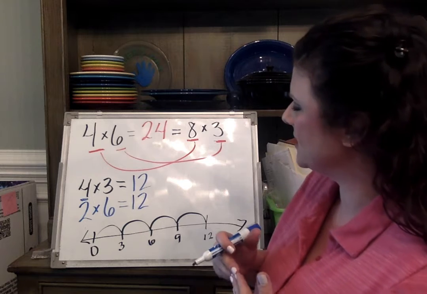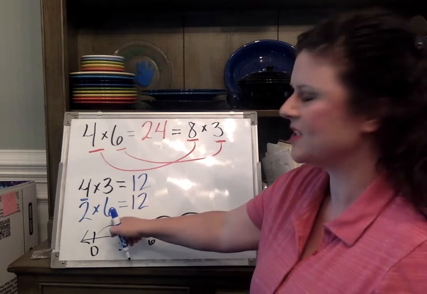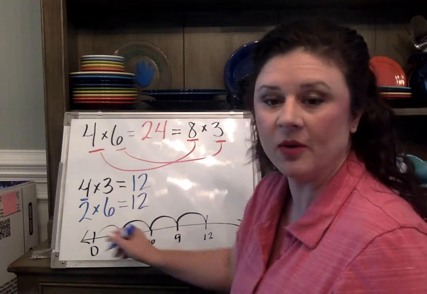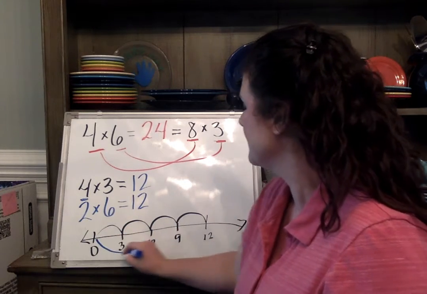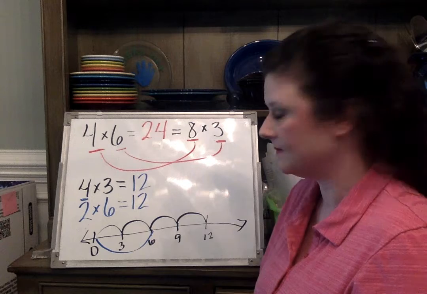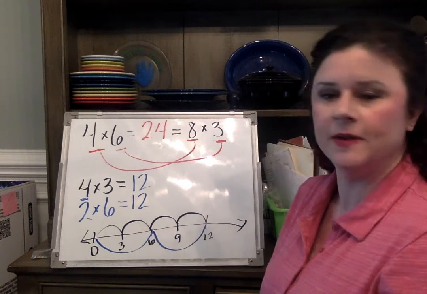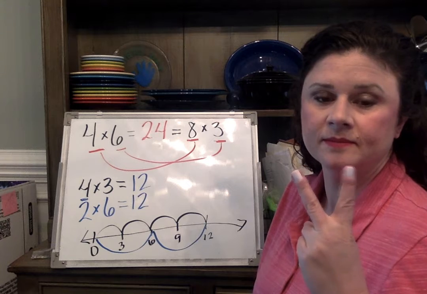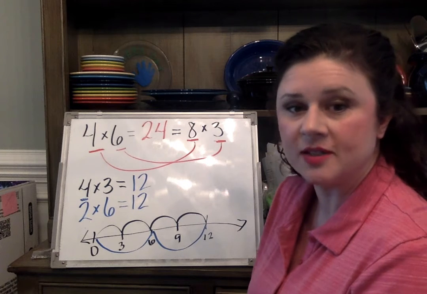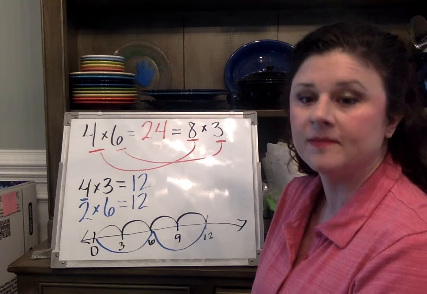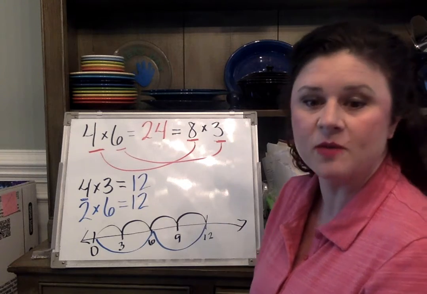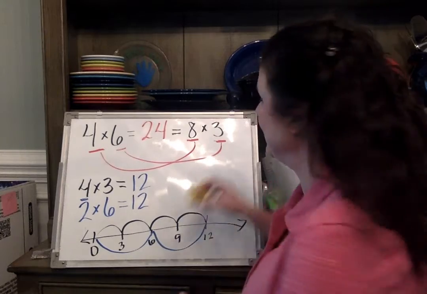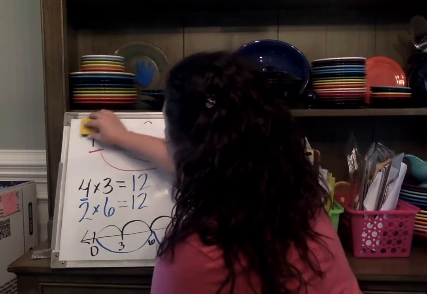Hey, why don't I jump by 6s 2 times? I'm going to go underneath here so you can see. 6, 12. How many jumps did I make? Which one's more efficient? 2 times 6 is more efficient than 4 times 3. Fewer steps means you're less likely to make a mistake. Okay, let's look at another one today.